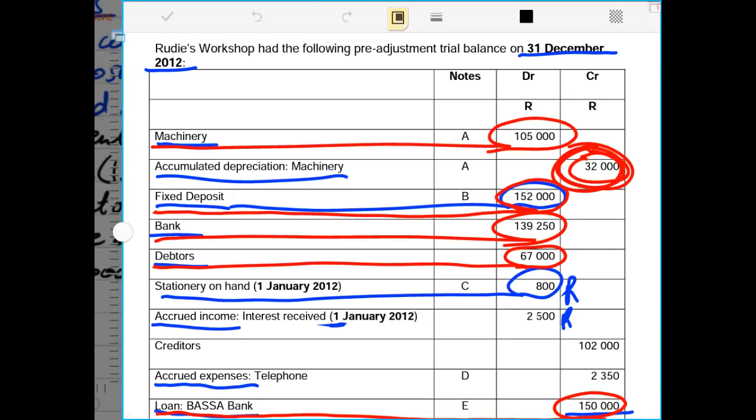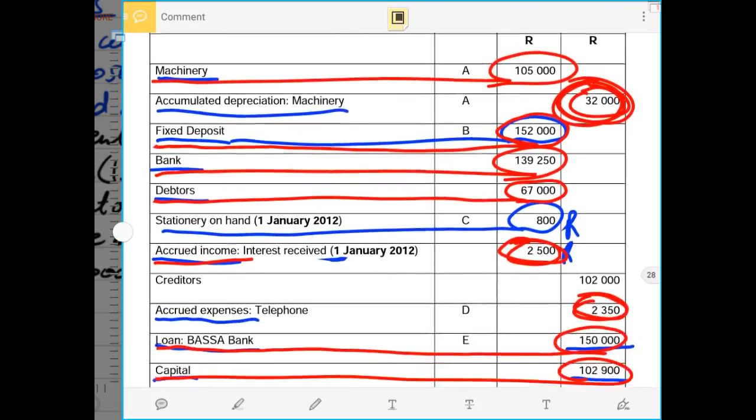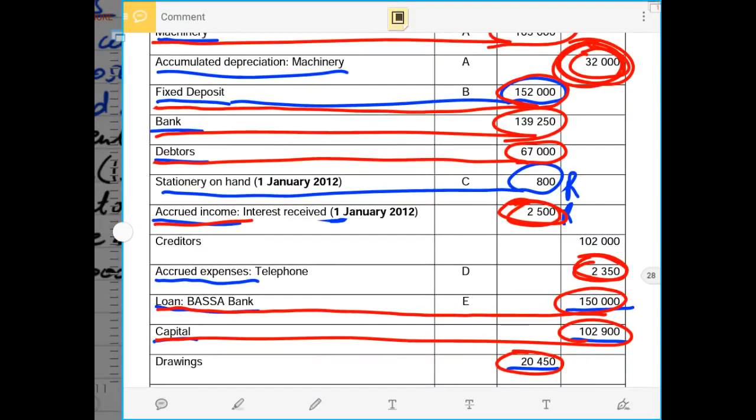Remember, the accrual of 2,500 was a liability, and this was also accrued, so it will not affect our debtors. The accrued expense of 2,350 will affect our trade payables, and this will also affect our trade payables. There was no prepaid expense, and there was also no income that was accrued by the beginning of the period. So we will not account for any opening balance of the accruals.